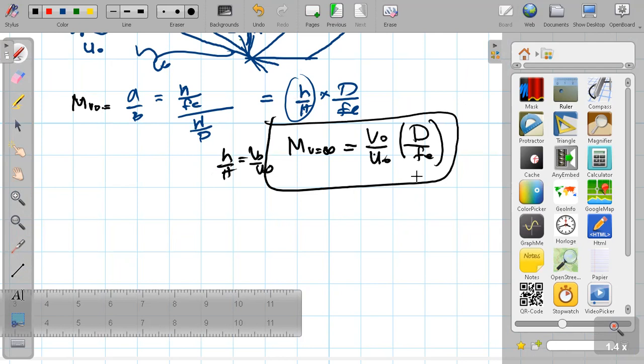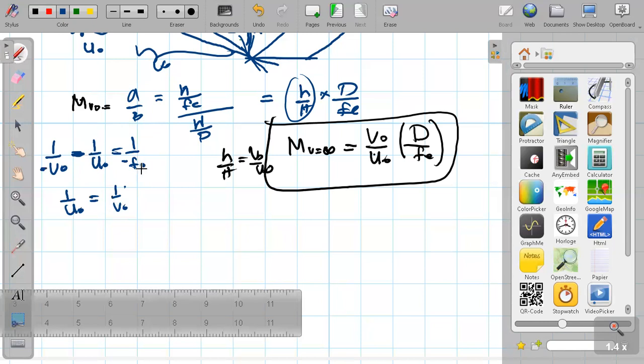Some people use the lens equation for this. If you want, you can. 1 over V naught equals minus 1 over U naught plus 1 over F naught, negative sign. So what I can do is rearrange 1 over U naught equals 1 over V naught. So there is a negative sign here, sorry.